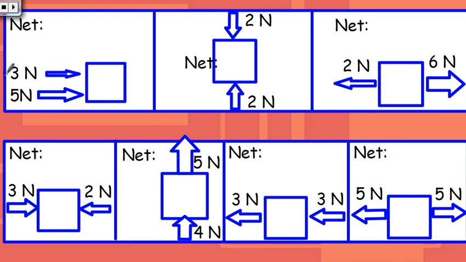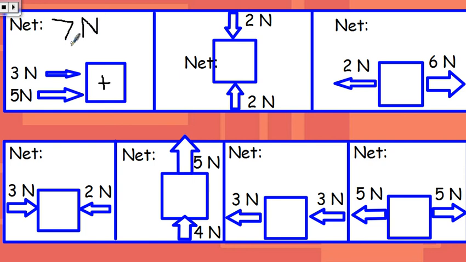Okay, so let's practice. I have 3 newtons going to the right, and I have 5 newtons going to the right. Since they are going in the same direction, we know that we are going to add these together. 3 plus 5 will be 7.